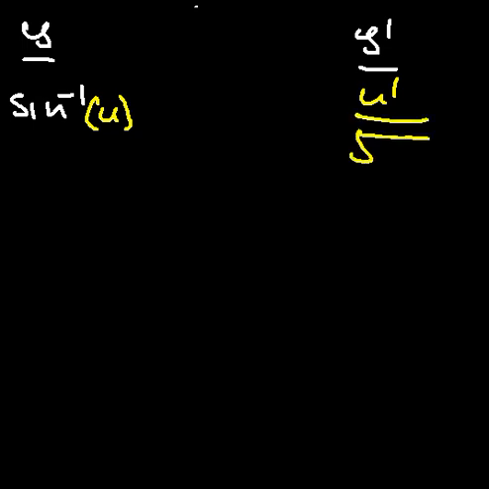And let's start with sine inverse of a function with input given as u. So what is the derivative of this function? Now this one is given as u prime over the square root of 1 minus u squared. So this is the differentiation formula for the sine inverse.